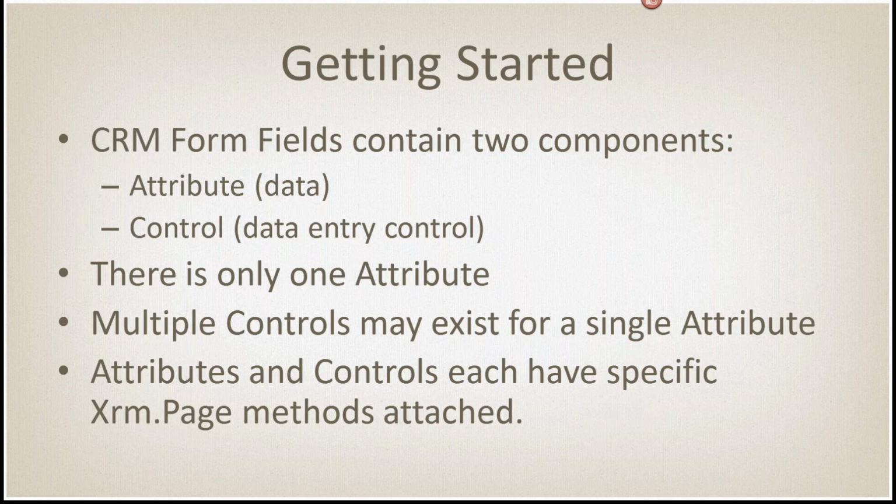So if we look at what we can work with on a form, there are actually two pieces of information that make up an actual field on the form. The first thing is data. So it's the actual attribute that contains, say, the account name or the contact first name. That is an attribute. The control is the physical data entry piece of the form. So it's either going to be a text box or a lookup or a drop down or whatever it might be. So that's the actual data control itself. There's only one attribute ever on the form, but you can have multiple controls pointing back to that same attribute.